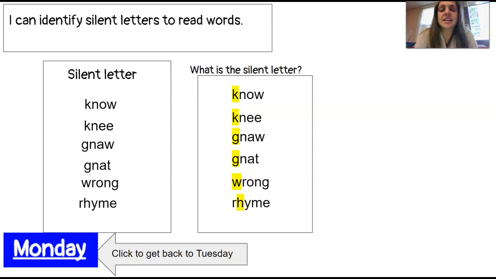Okay, third graders, we have just met our purpose as readers. I can identify silent letters to read words. Be thinking about those words that have silent letter patterns to help you read words. Good luck.